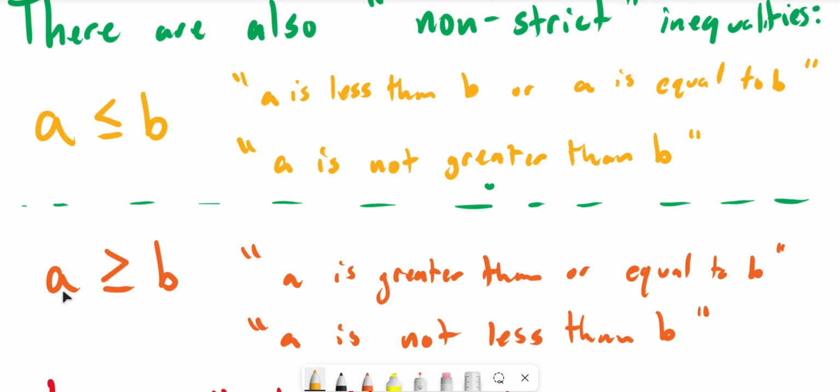Likewise, we have this symbol, A is greater than or equal to B, meaning either A is greater than B or it is equal to B. And this could also be interpreted as saying A is not less than B. Not less than doesn't mean greater than. It means greater than or equal to, because equal to also means not less than. So there's two options when we say not less than, greater than, or equal to.